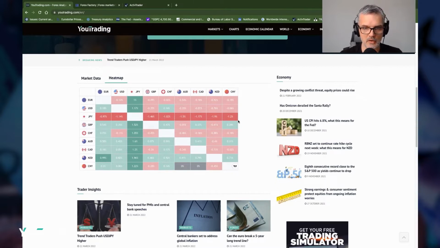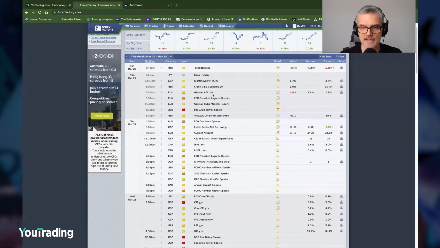Once we work out which is relatively strong and which is relatively weak, here we can see the New Zealand dollar is the strongest, Japanese yen is the weakest. That gives us an idea that we should be looking to go long the New Zealand dollar, short the yen. But we could also quite easily be looking to go long the Australian dollar, short the yen, or long the New Zealand dollar, short the euro. You get the picture.